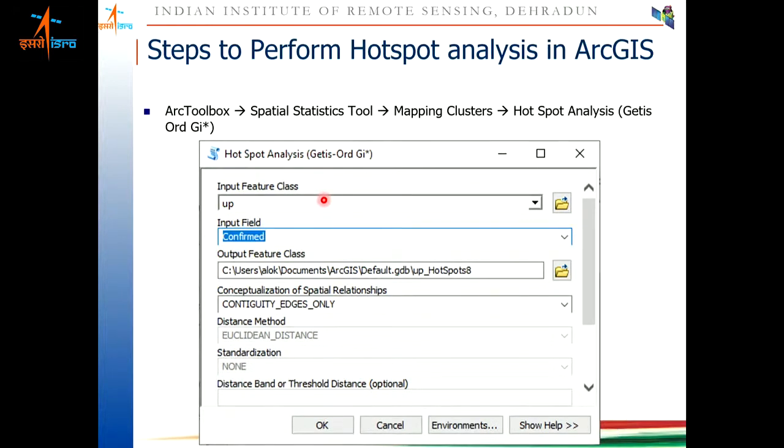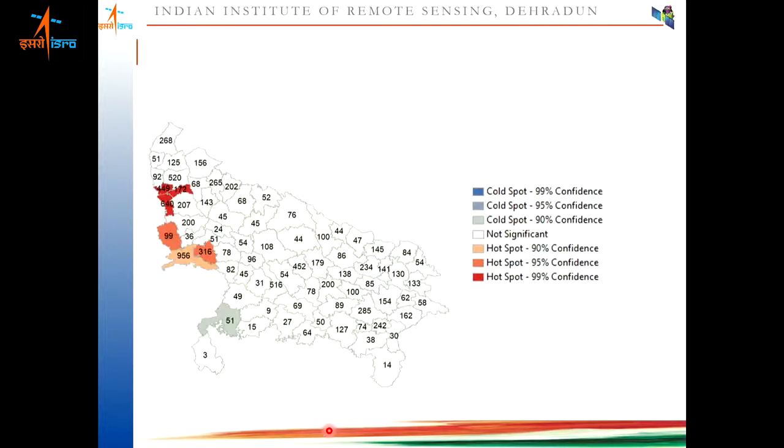And there is a tool for hotspot analysis, and this tool is present in spatial statistics tool and mapping clusters. If you go inside the mapping clusters folder, you will find hotspot analysis, Getis-Ord Gi star, that is the name of the tool. Here you need to choose input feature, input field, and similarly how distance and how weight need to be calculated, and this will give you this kind of map.